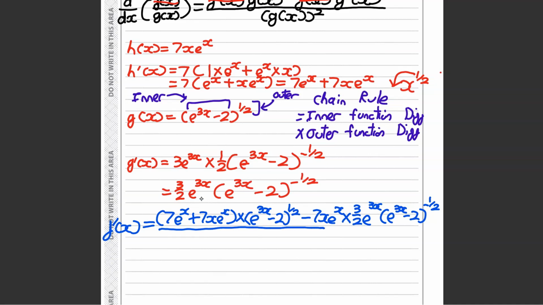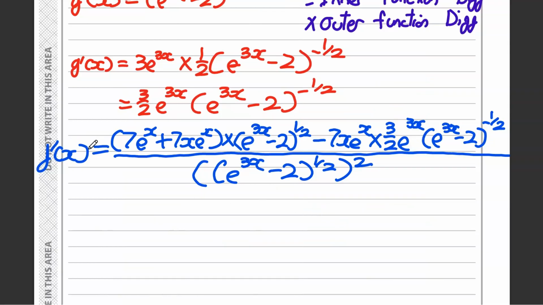And all of this is over g of x squared. So g of x is this here, so it's going to be this e to the power of 3x minus 2 to the power of a half, and it's going to be this here squared.